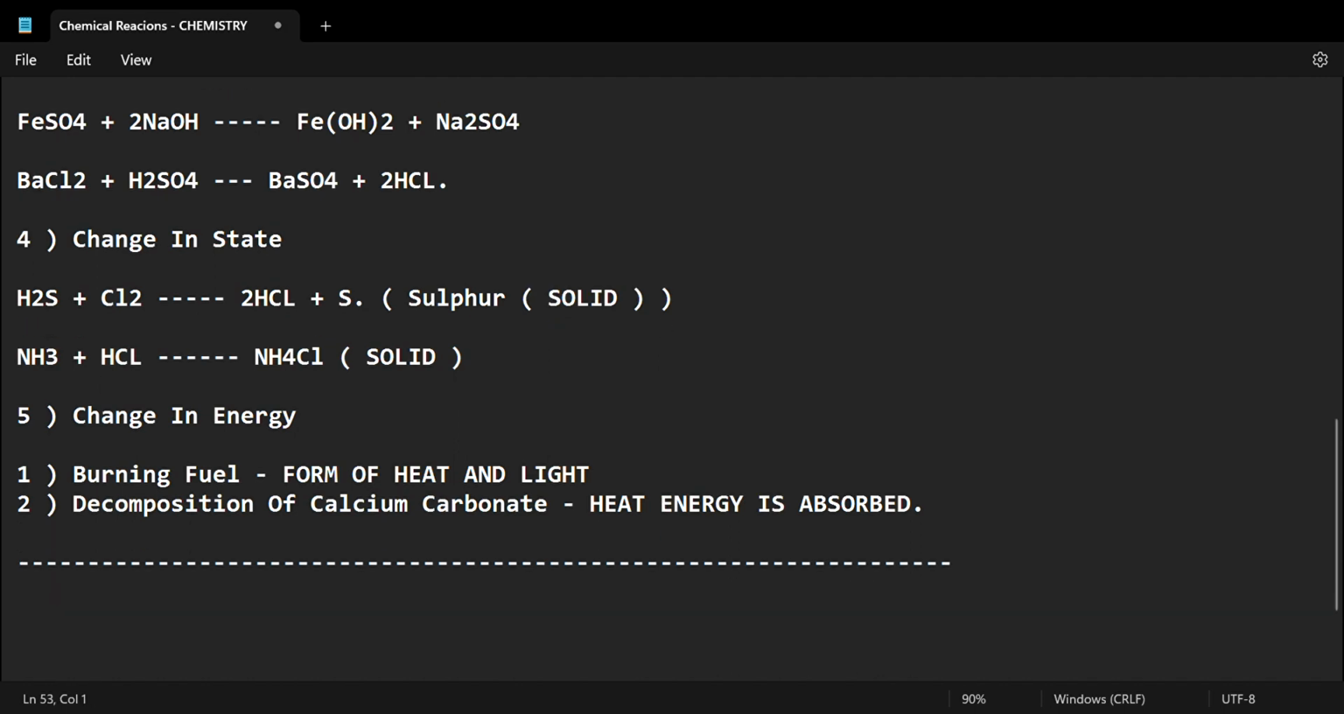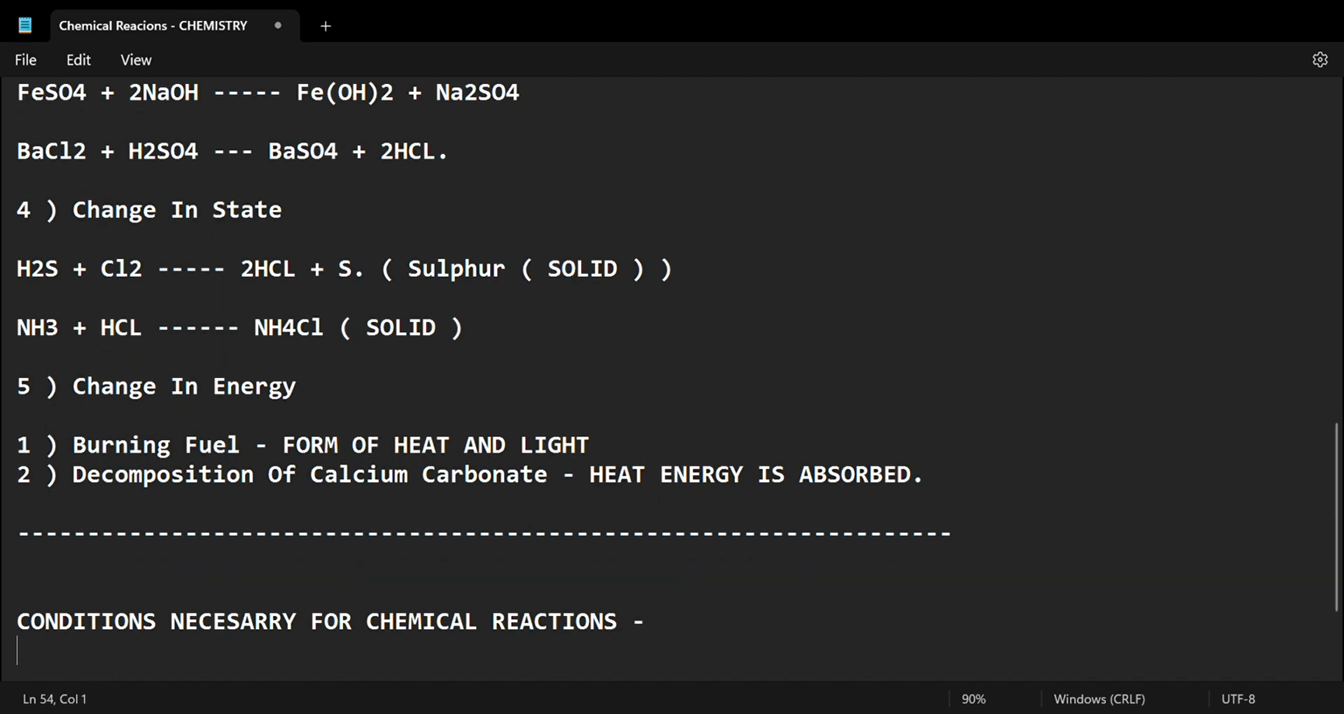Now let's continue with the conditions necessary for chemical reactions.